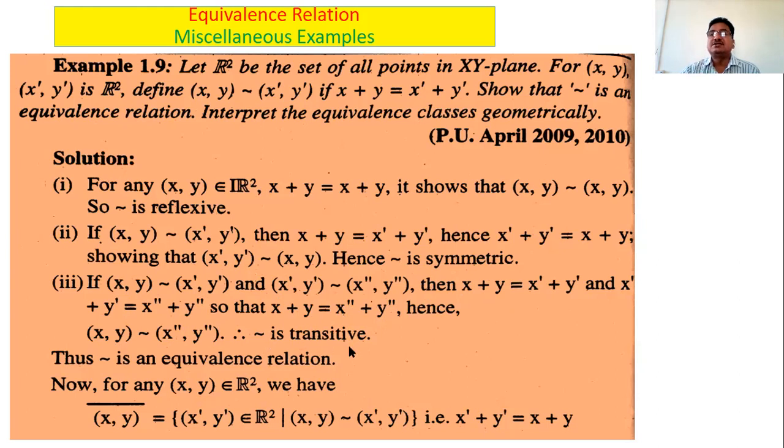Therefore this relation is transitive, because the first element is related to the second, and the second is related to the third, so the first is related to the third. Hence the relation is transitive, and therefore the relation is an equivalence relation, because it is reflexive, symmetric, and transitive. Now we have to find the equivalence classes.